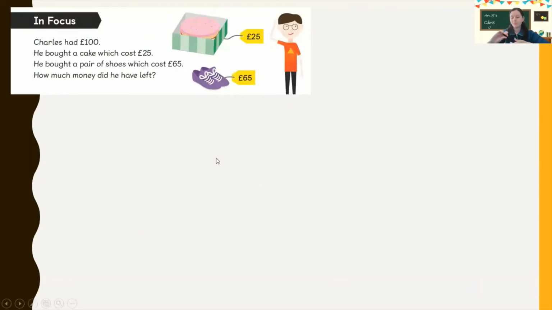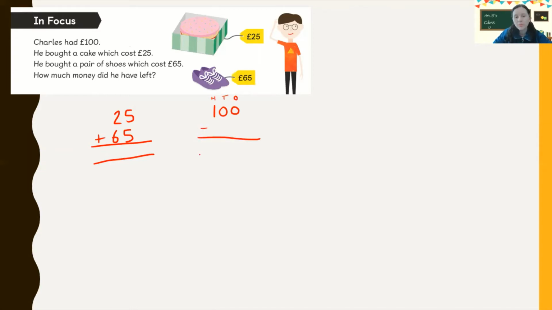Okay, so let's see. We need to add the cake and the shoes together. Cake, add shoes. So we've got cake, 25, add shoes, 65, to give us how much he spent. Then you need to take that away from the 100. Now remember, this is hundreds, tens, and ones. And that will tell you how much money he had left. Charles had left. And you can even write what he spent once you've worked out this number.